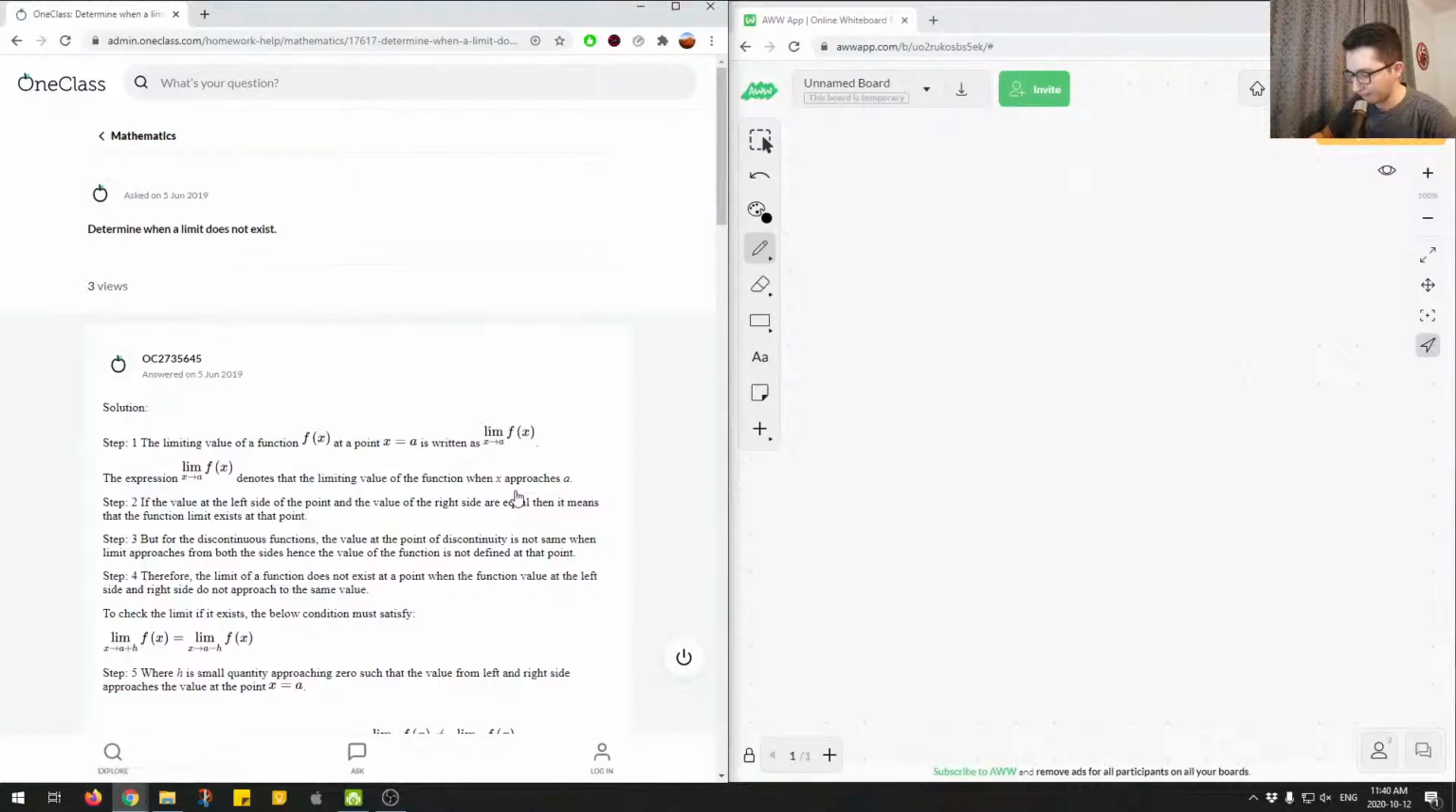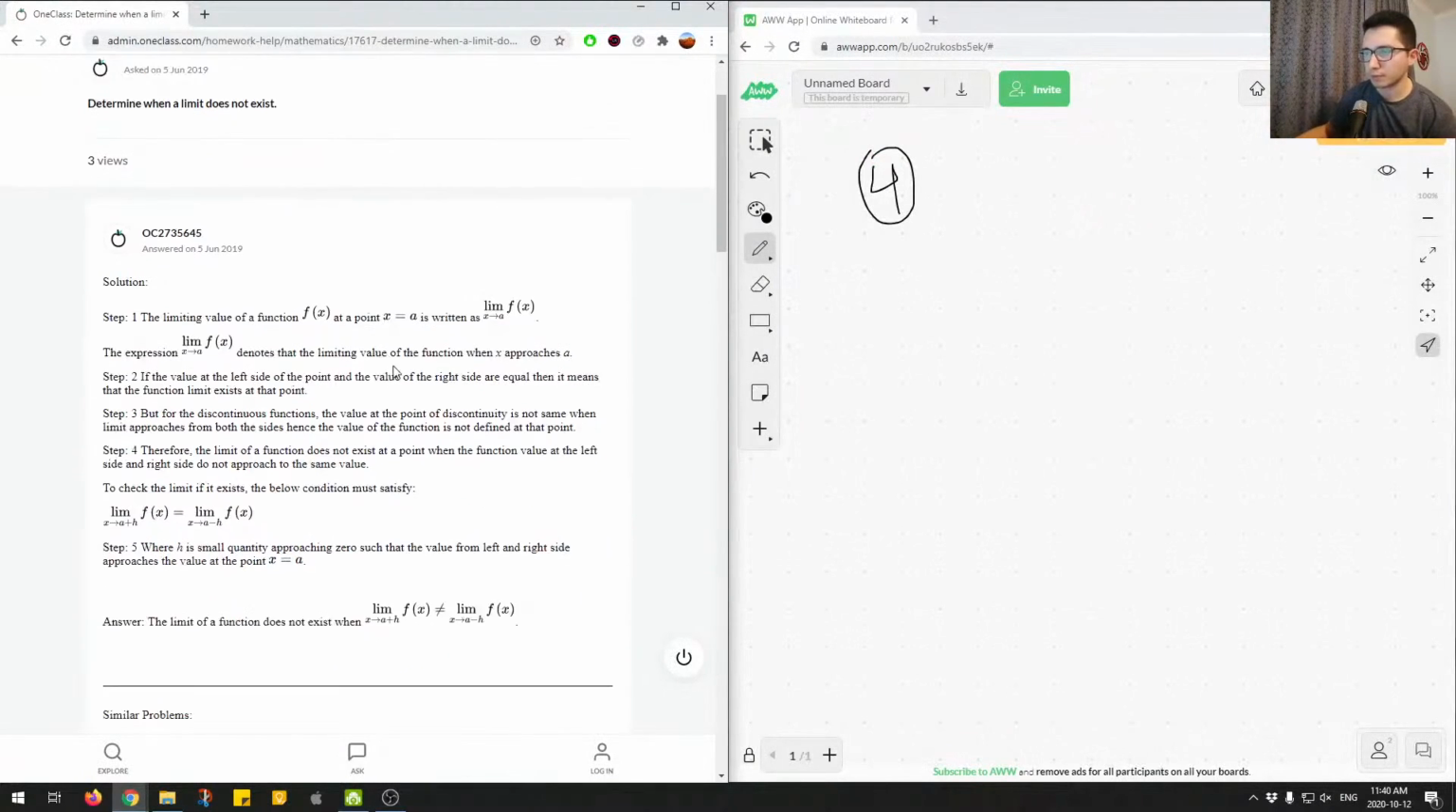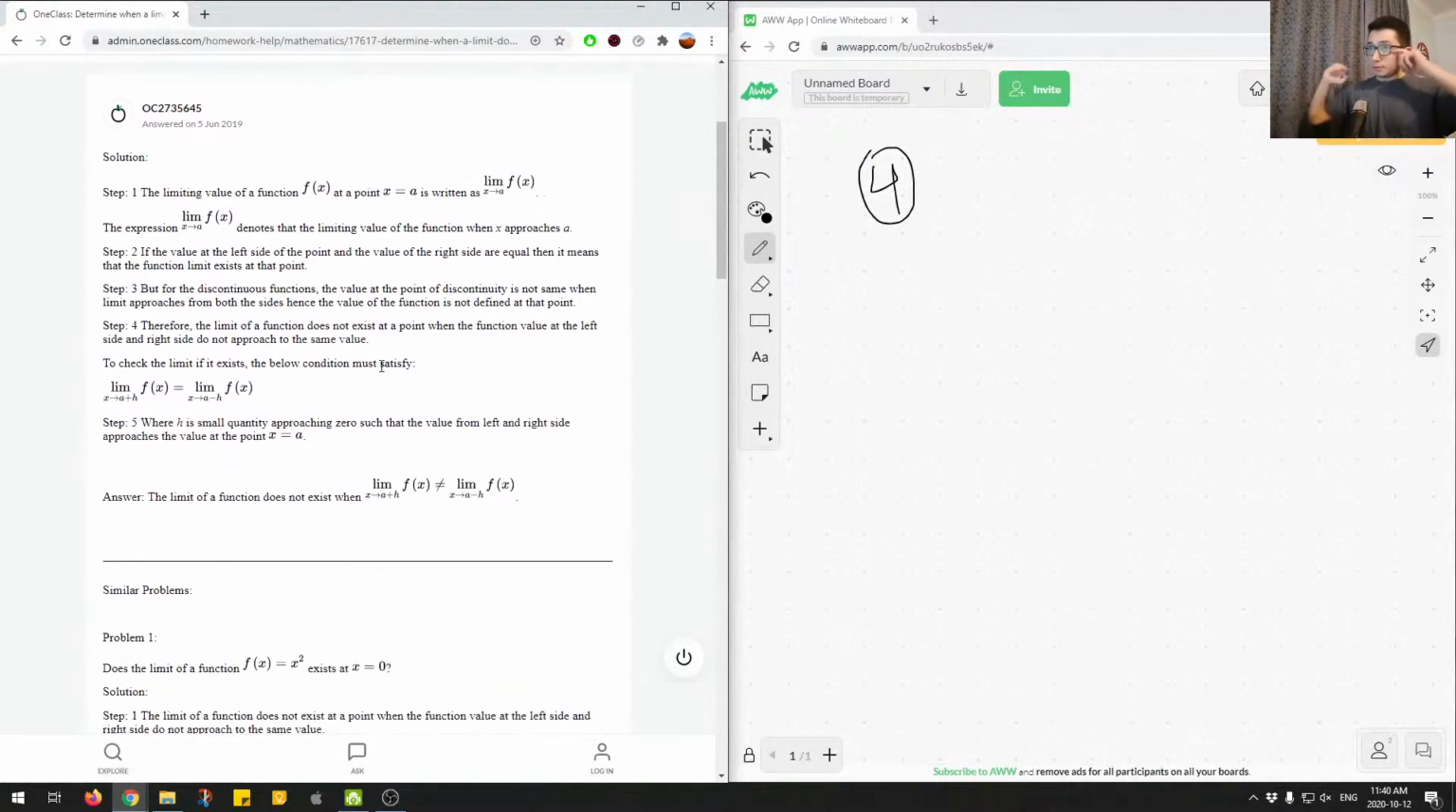Move on to question number 4. Alright. So here we are asked to determine when a limit does not exist. Let's look at what the junior tutor proposed or attempted as the solution.